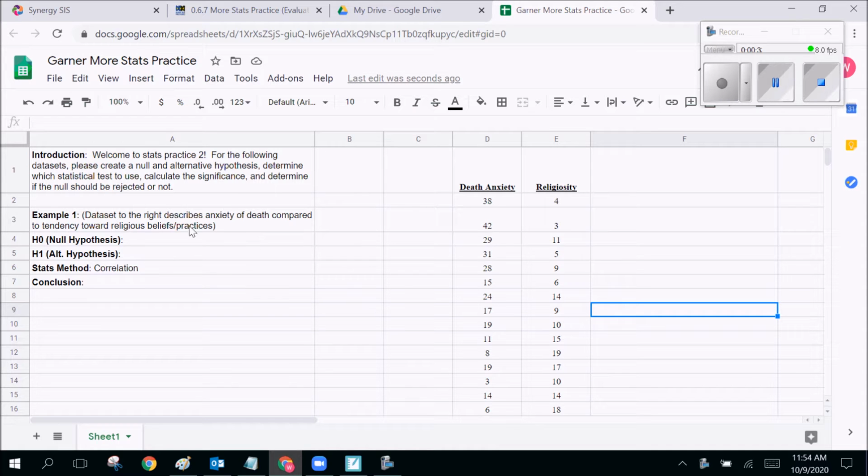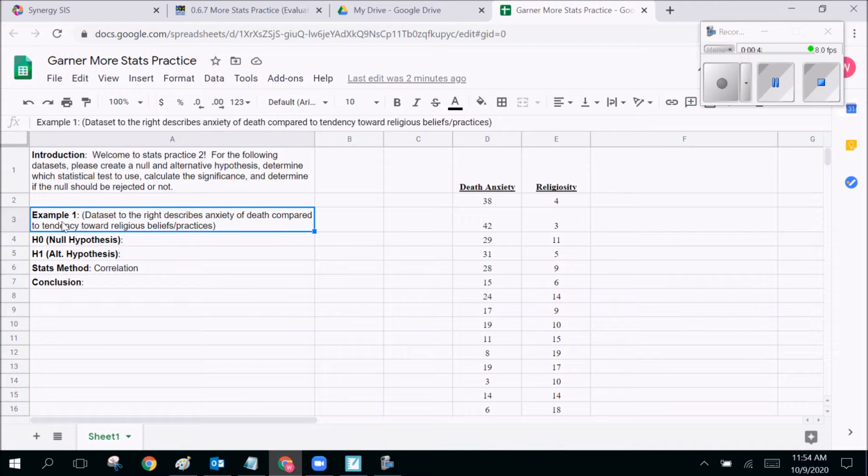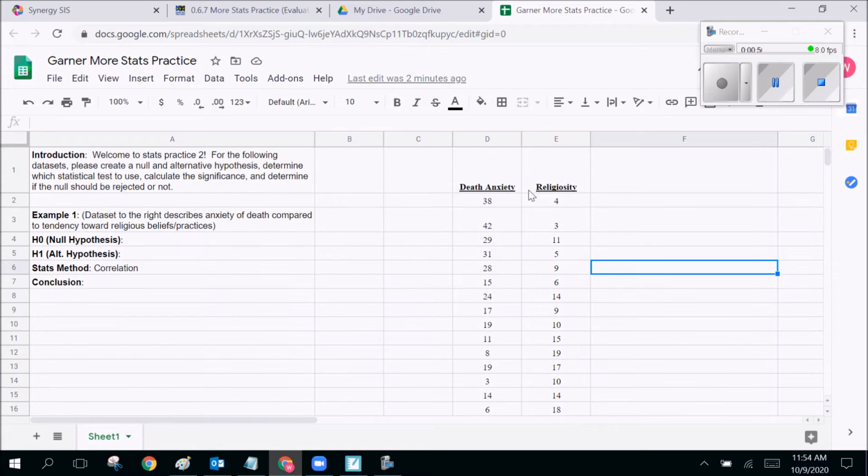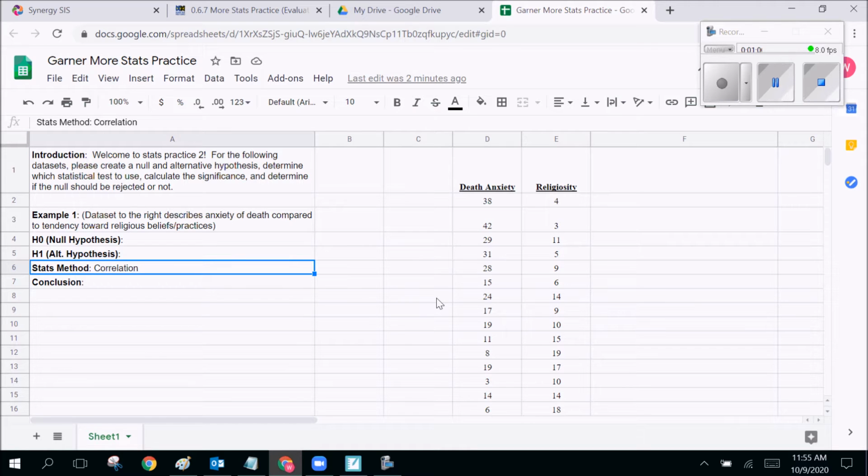So let's get started. The first question is describing a potential relationship between death, anxiety, and religiosity. It's within the same group because we're not told that these are two different groups. We're just told the describes anxiety of death compared to tendency towards religious beliefs and practices. We can assume it's in one group because there is no specific group mentioned. So because it's within the same group and these are all quantitative variables, we're going to look for a correlation between the two. And so our stats method is going to be a correlation.